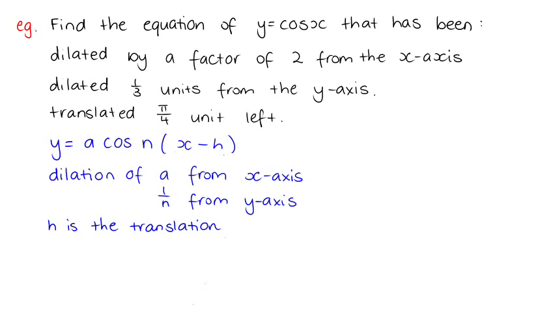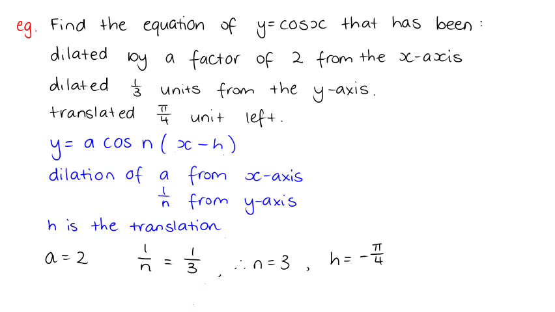Yeah. So a is 2. Now, 1 over n in this case is 1 over 3. Therefore, n is 3. Right? And h equals what? Pi on 4 units left. What's left, positive or negative? Negative. So it's negative pi on 4.